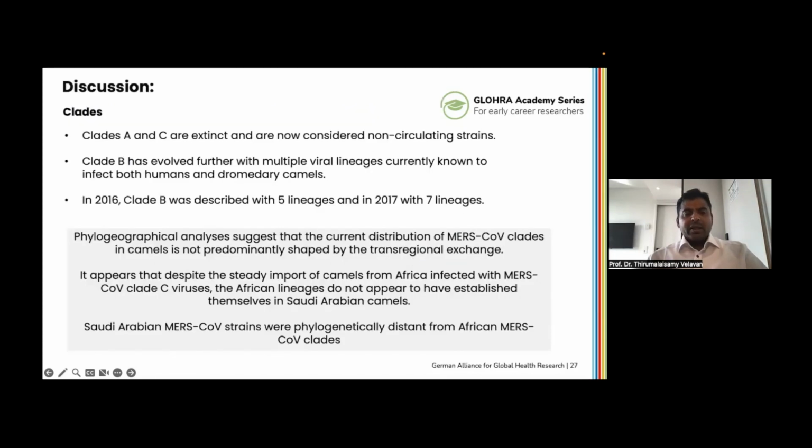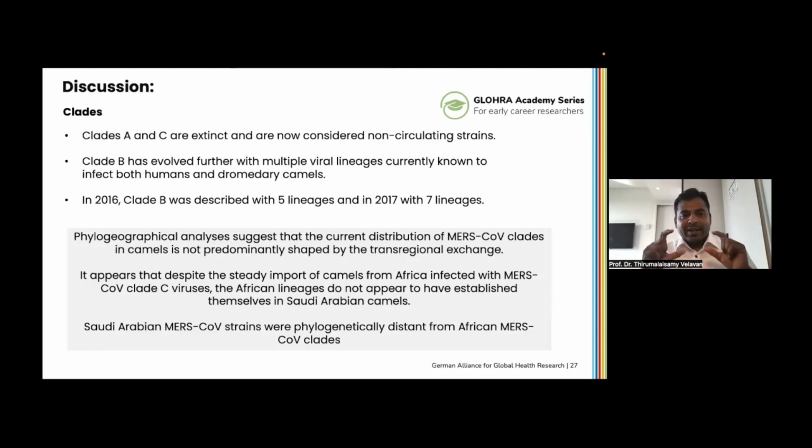But equally, if you look at the different clades, there are only 3 clades: clade A, clade B, and clade C. Clade A and C are extinct, which means they are now considered non-circulating strains, whereas clade B has evolved over time and space, both in humans as well as in dromedary camels, which has led to even 5 to 7 different lineages, which means recombination has occurred more often within clade B. It appears that despite a steady import of camels, even from Africa to Southeast Asia, there is no recombination or no real infection happening from the African camels in Arabian camels.